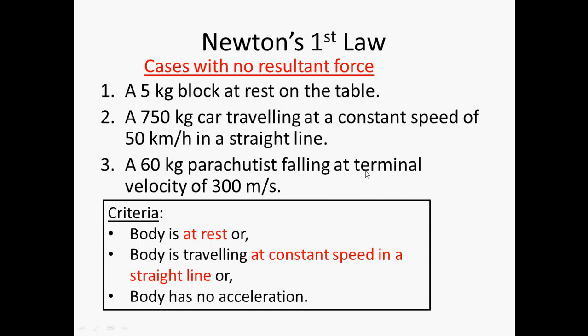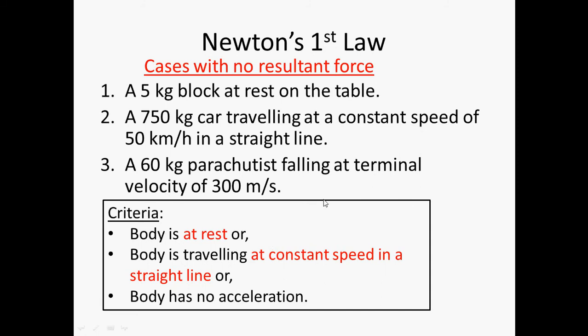In the third case, terminal velocity actually means that the body is falling at a maximum constant velocity. Velocity is a vector quantity, so by saying it's a constant velocity, it means its magnitude and direction are constant. That means it is also traveling at a constant speed in a straight line, so it fulfills the second criterion.